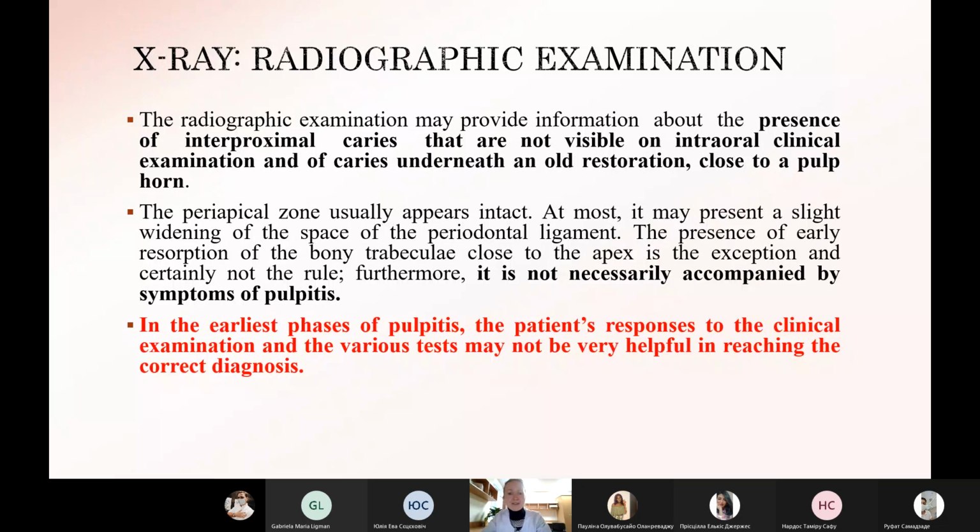The presence of early resorption of the bony trabecula close to the apex is the exception and certainly not the rule. Furthermore, it is not necessarily accompanied by symptoms of pulpitis. And finally, in the earliest phases of pulpitis, the patient's response to the clinical examination and the various tests may not be very helpful in reaching the correct diagnosis. It is necessary to memorize this statement as well.